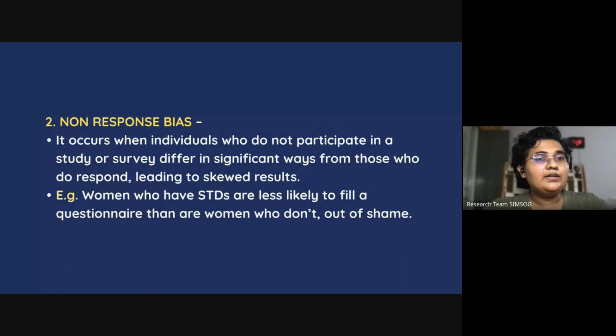Then let us look at another bias, that is non-response bias. This occurs when individuals who don't participate in a study or a survey differ in significant ways from those who do respond, which can again lead to skewed results. For example, women who have STDs are less likely to fill a questionnaire about STDs compared to women who don't, out of shame surrounding the topic. So that can lead to different incidence or different prevalence of STDs reported in the study than what is actually present in the population.